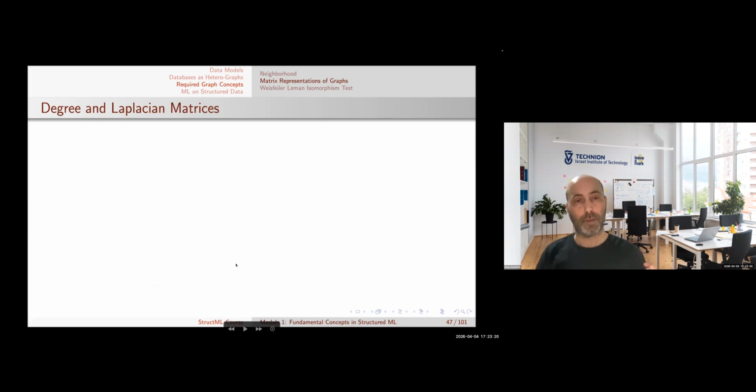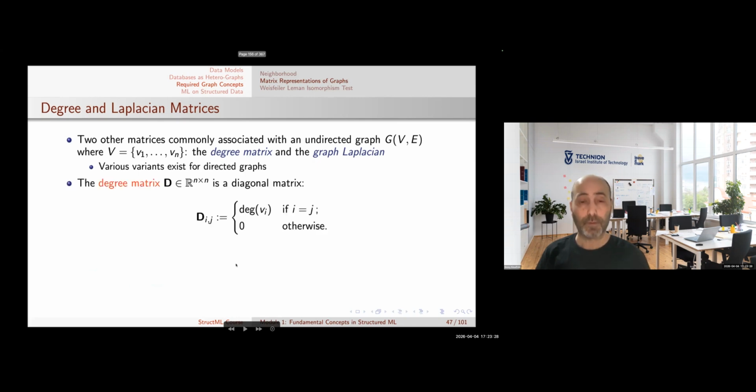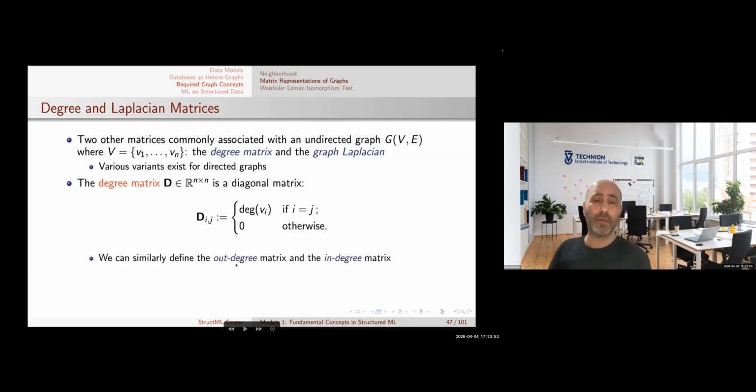All right. Additional matrices: the degree matrix and the graph Laplacian. The degree matrix is a very simple matrix. You just write along the diagonal the degrees of the nodes. So this is a diagonal matrix. It has zero everywhere except for the diagonal, where at the entry (i, i), you write the degree of the node vi. You can similarly define the out-degree matrix and the in-degree matrix.